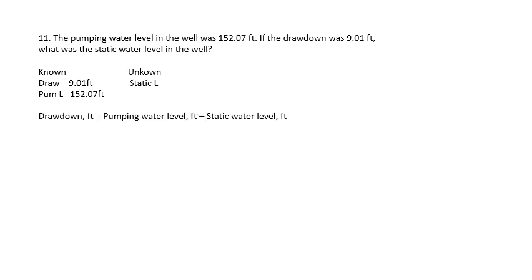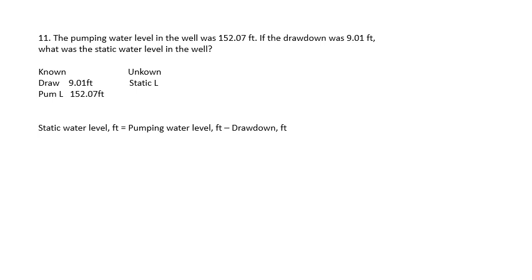Again, the original formula: drawdown is equal to pumping water level minus static water level. We have to rearrange this formula so that we can find static level. Static water level is equal to pumping water level minus the drawdown. So we have our formula rearranged. We're going to plug in our numbers. 152.07 feet minus 9.01 feet. And that gives you a static water level of 143.06 feet.